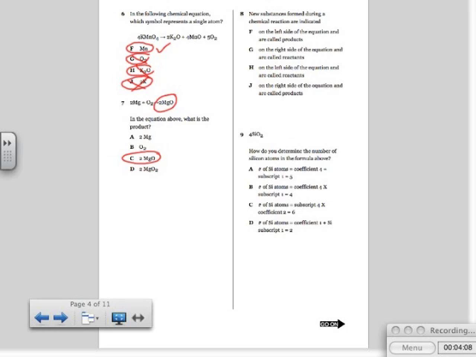Number 8 says, new substances formed during a chemical reaction are indicated. So we have to look at this. New substances formed during a chemical reaction are indicated. Remember, the new substances are the products. So F says on the left side of the equation, but we know the products are not on the left side. We can immediately eliminate that. On the right side of the equation, and are called reactants. That's not true because the reactants are on the left side. Letter H, on the left side of the equation, and are called reactants. No, we're looking for products.